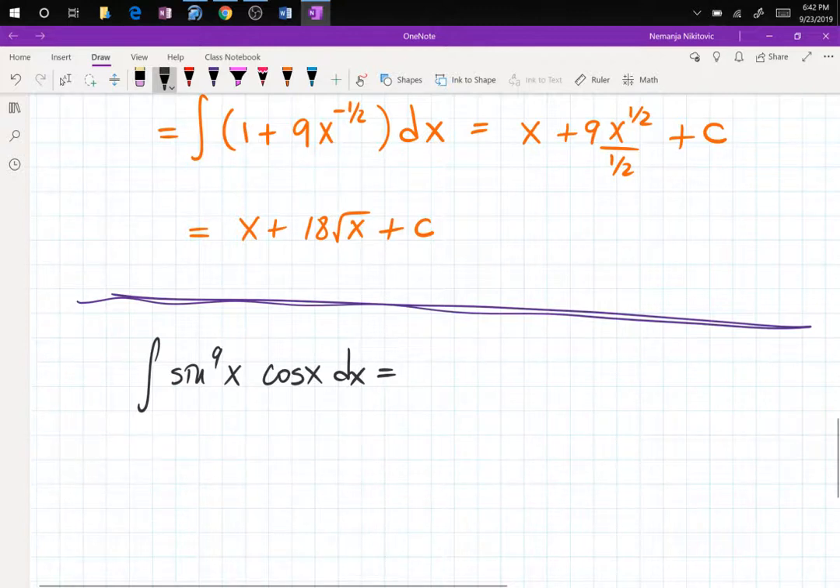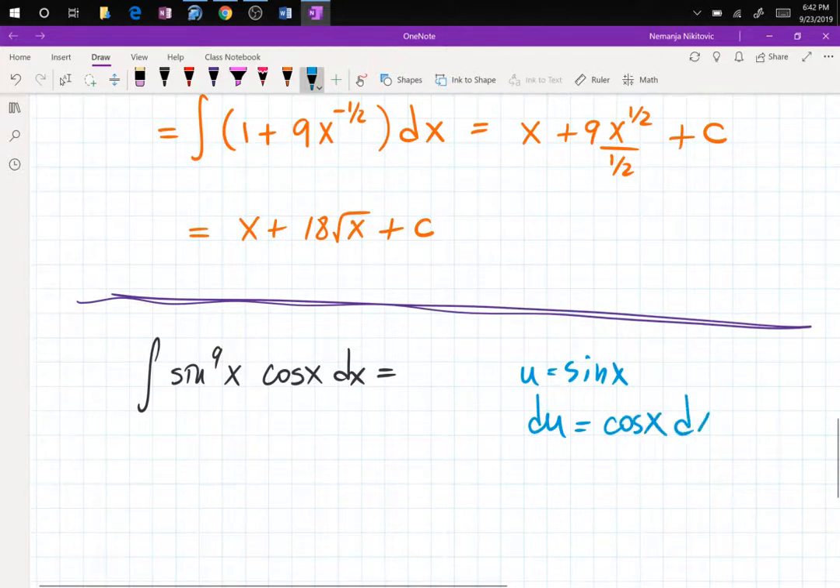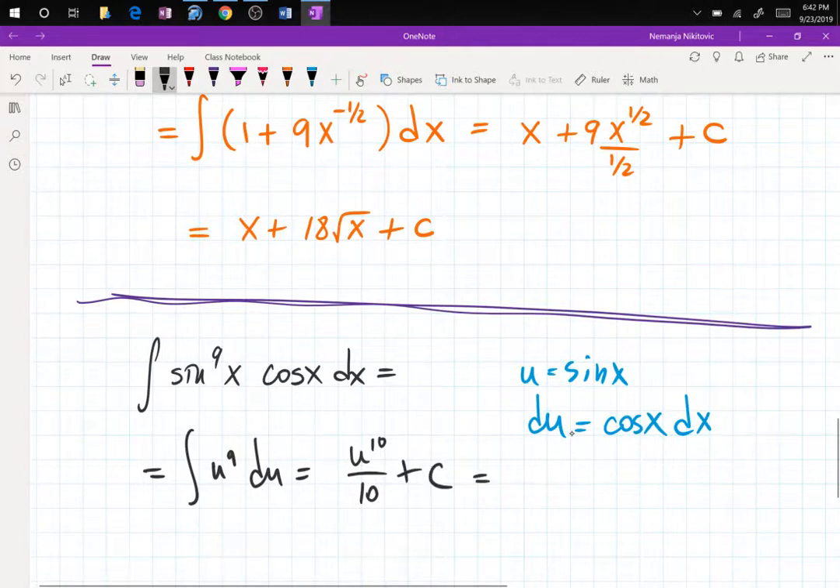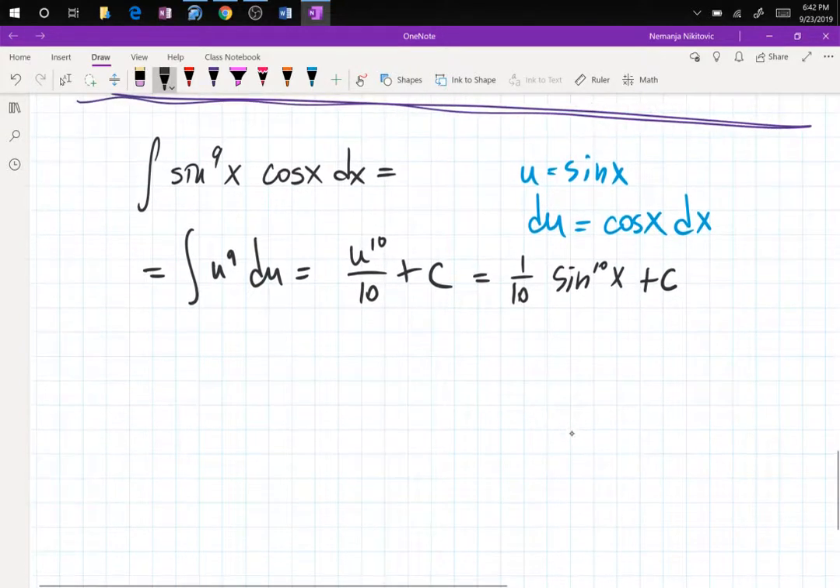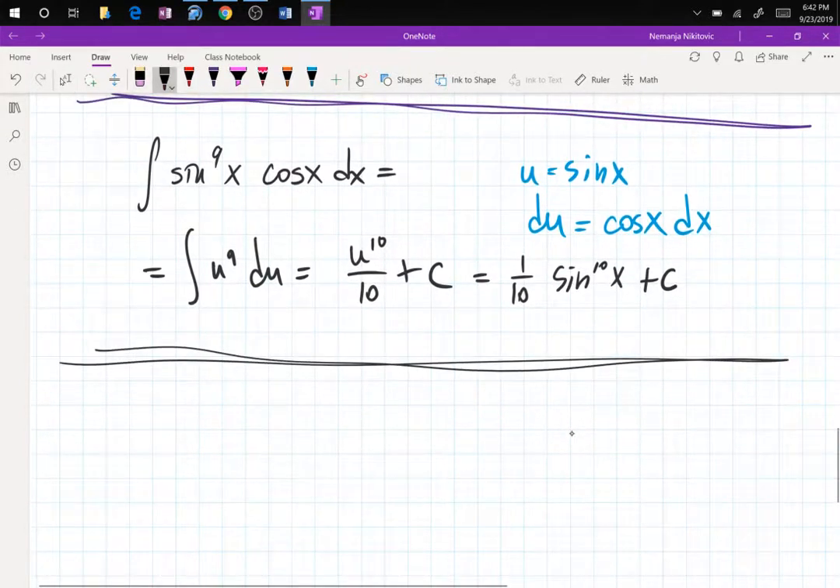So what's u? u is sine x, very good. And then du is cosine x dx. So you have your cosine x over here, so that's du. So the whole thing changes into the integral of u to the 9 du, which is u to the 10 over 10 plus c, and then we have 1 over 10 sine to the 10 x plus c. Standard u-sub question, you are going to see this again.